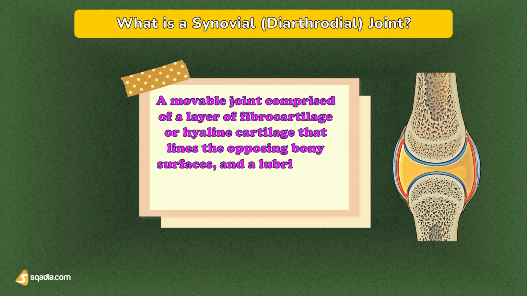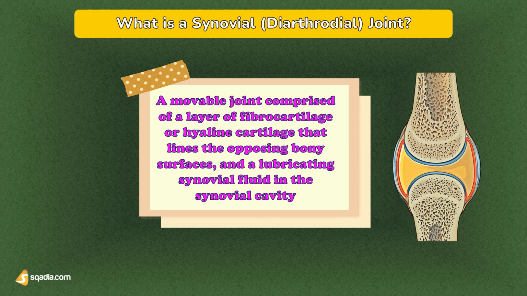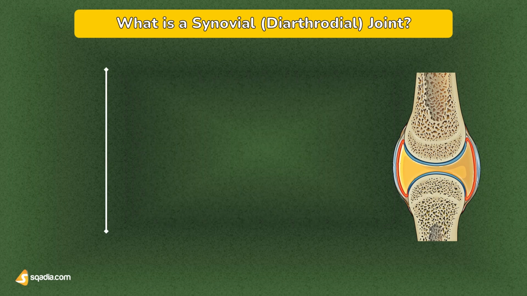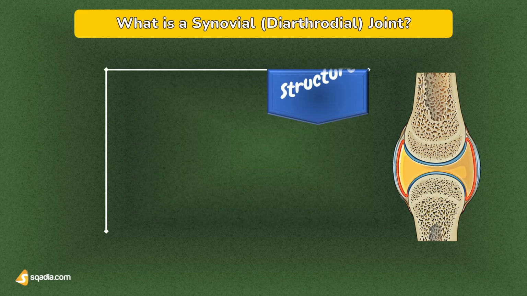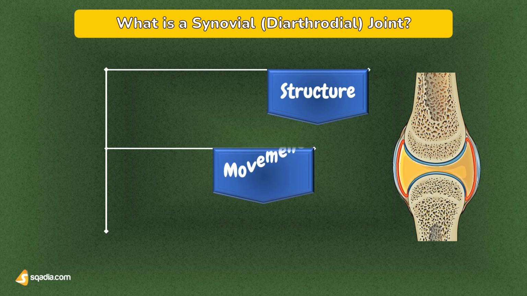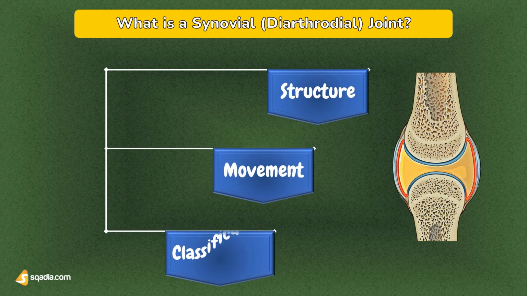The answer to this question cannot be a simple definition that states what the synovial joint is. Instead, I will give a detailed answer to this question under these three headings. We will talk about the structure of a synovial joint, type of movements that take place at synovial joints, and classification of the synovial joints.